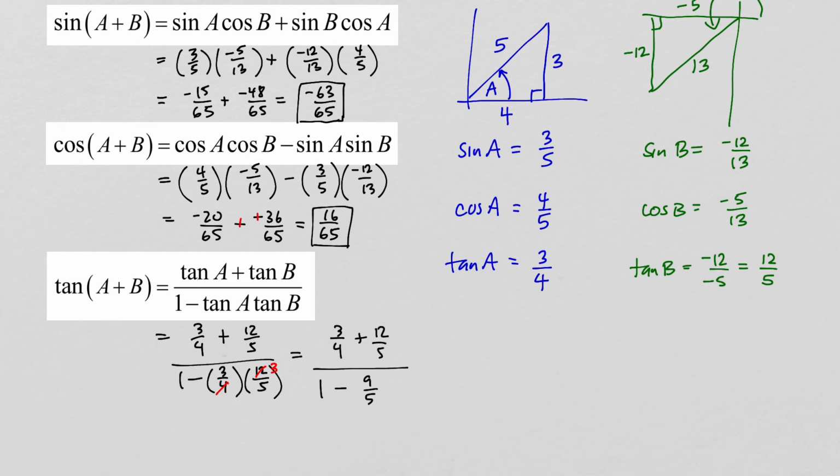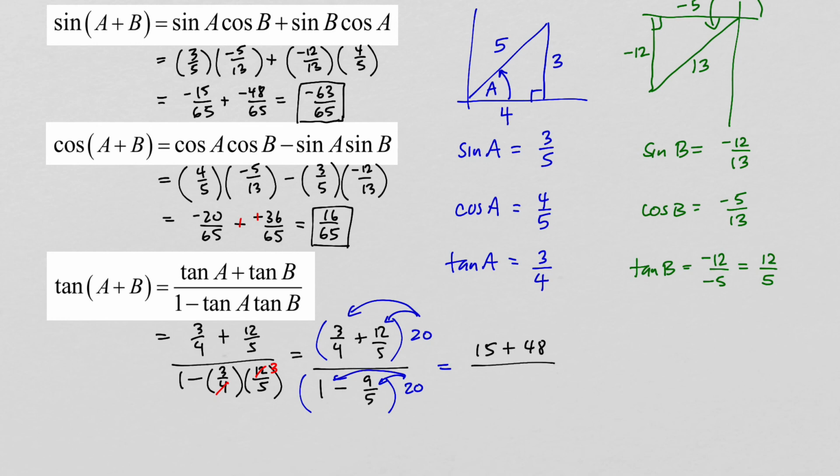And then from here, there's a couple of different ways to do it, but what I like to do is multiply the top and bottom by the least common denominator, which is 20. And that 20 gets distributed to everything like this. And if we do the math there, we have 20 times 3/4, which is 15, plus 20 times 12 over 5. Well, 20 divided by 5 is 4, times 12 is 48.